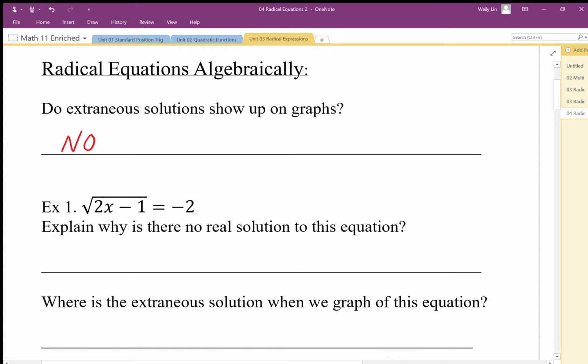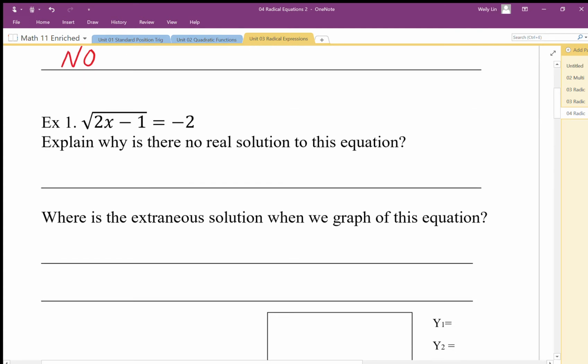So if you graph the original equation, you will not see an intersection of points, or if you graph it equal to 0, you will not see the graph cross 0. So extraneous solutions never show up on graphs. What that means is we can actually check for extraneous solutions on graphs as well. If we only see one solution on a graph, and we get two solutions algebraically, that means that one of those solutions must be extraneous.